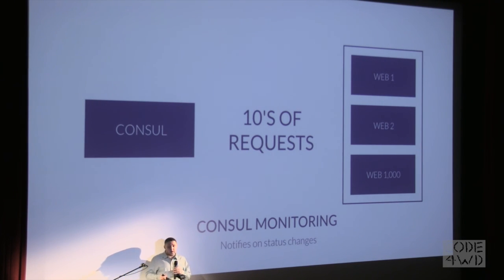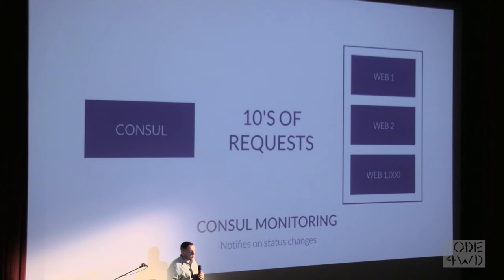So the result there is that instead of overloading your cluster, even in the event of a massive failure where all of your nodes are down, you're still only sending hundreds of requests at maximum, as opposed to thousands and thousands of requests. So you're not congesting your network with unnecessary TTL pings, you're only sending state change.